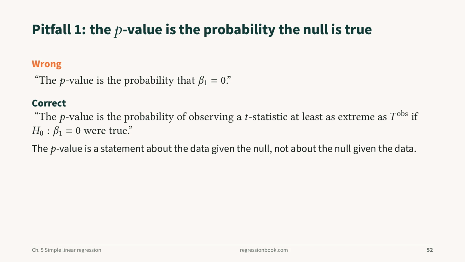First pitfall, the perennial one. Wrong: the p-value is the probability that the slope is 0. Correct: the p-value is the probability of a t-statistic at least as extreme as observed, computed assuming the null is true. It is a statement about the data given the null, never about the null given the data.